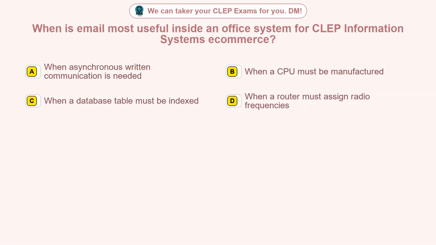Question 4. When is email most useful inside an office system for CLEP Information Systems Ecommerce? Option A. When asynchronous written communication is needed. Option B. When a CPU must be manufactured. Option C. When a database table must be indexed. Option D. When a router must assign radio frequencies. The correct answer is option A. When asynchronous written communication is needed.